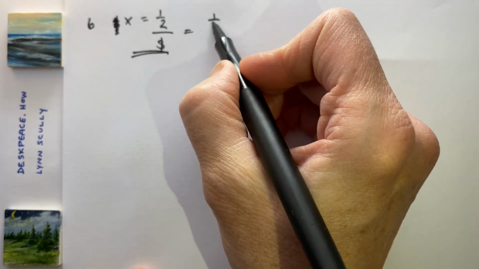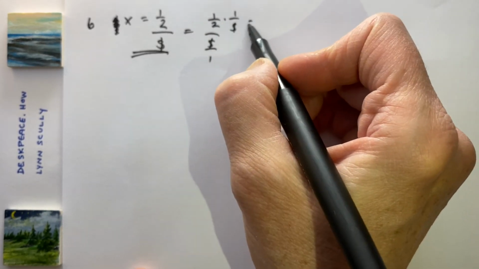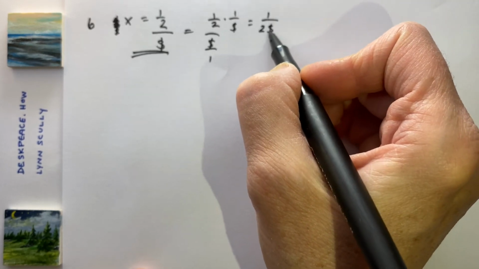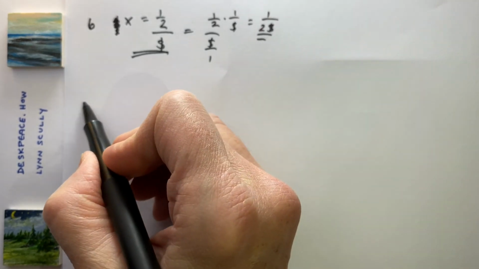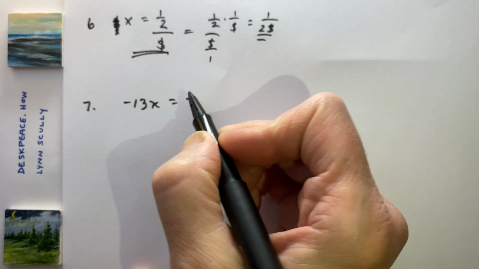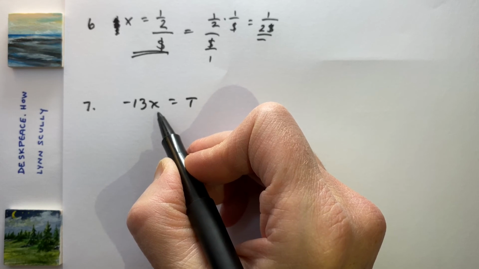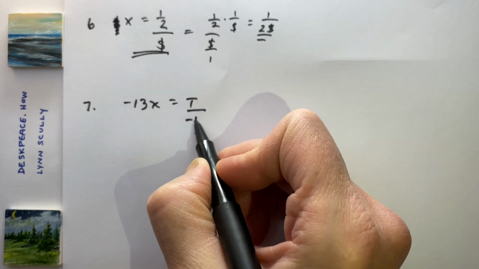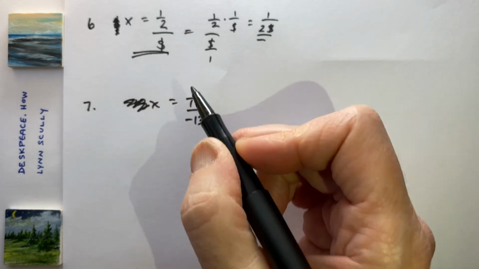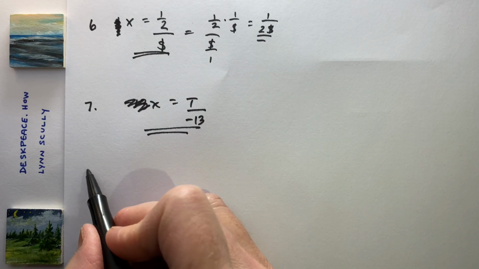Remember, this is going to be like this. Flip it over. I'm getting 1/2 dollar sign. Number 7, negative 13x equals t. Get the x alone. Negative 13 is attached by multiplication. Move it by division to the other side of the equal sign. I'm done. I've solved for x in terms of t.